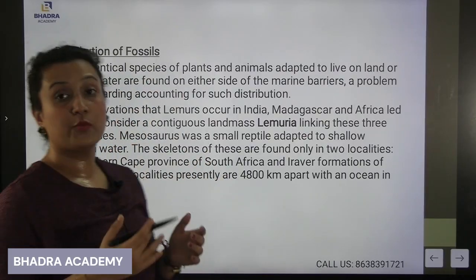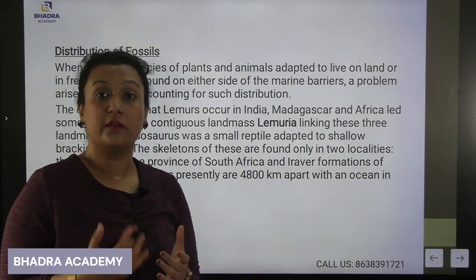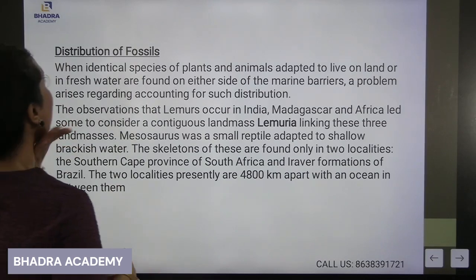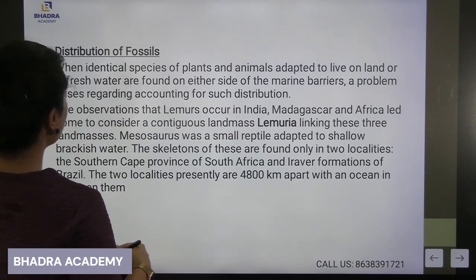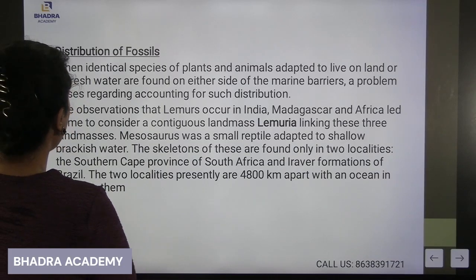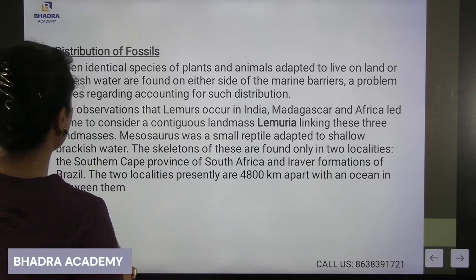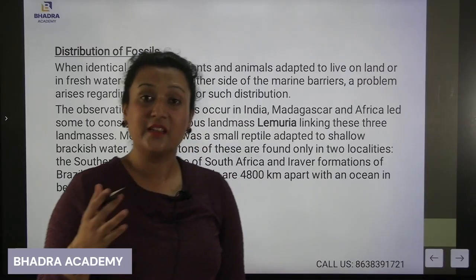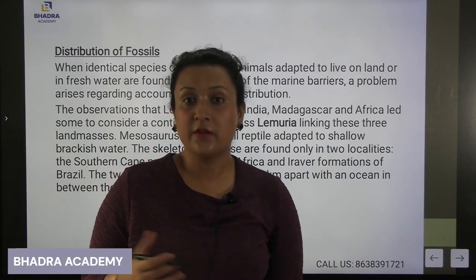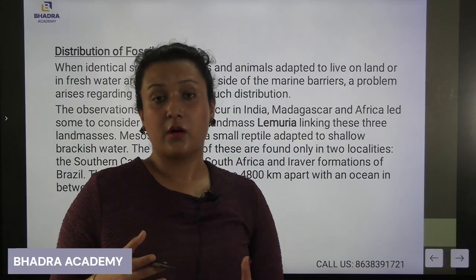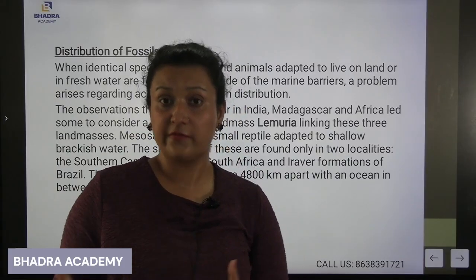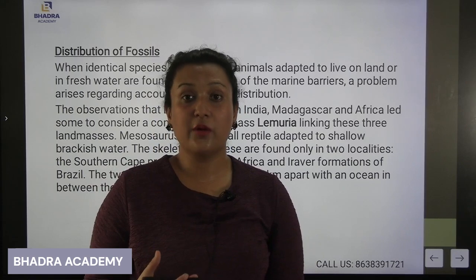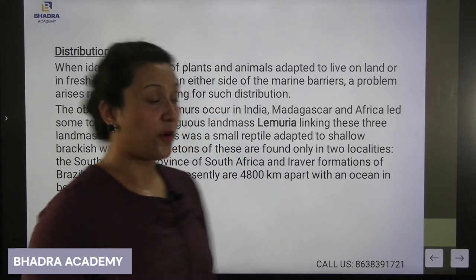And now the last one, distribution of fossils. Now, how the fossils were distributed, through which we can find out the continental drift. When identical species of plants and animals adapted to live on land or in fresh water are found on either side of marine barriers, a problem arises regarding accounting for such distribution. Some identical plants and animals in Africa were found in South America, and some are in southern India. In this way also, the distribution is found.